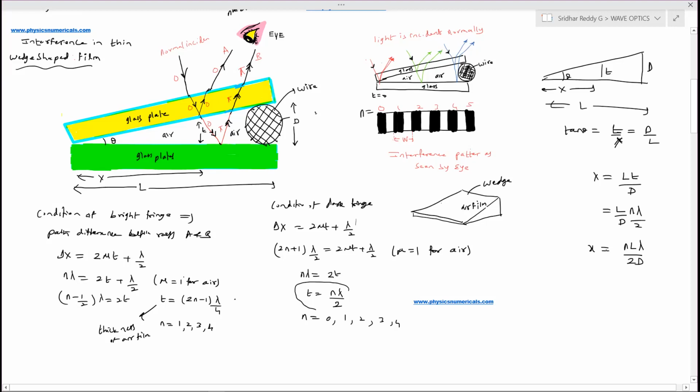So what I got is the position of X. Lambda and all these terms are constant. Let me calculate the fringe width. Put n equal to 1, n equal to 2. The fringe width should be lambda L by 2D.